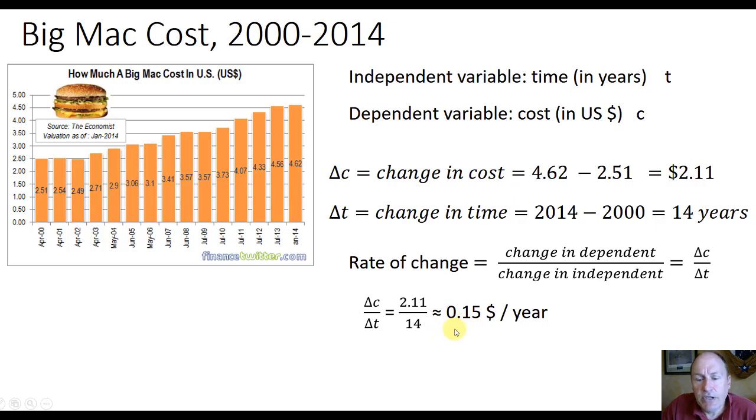When you calculate that out, you get approximately $0.15 per year, or 15 cents per year. So that's the rate of change of the Big Mac, the average rate of change over the entire period. Was it the rate of change all along? No. As we've seen, the rates of change varied from year to year, but over the entire period, we get a pretty good idea of the average as 15 cents per year.